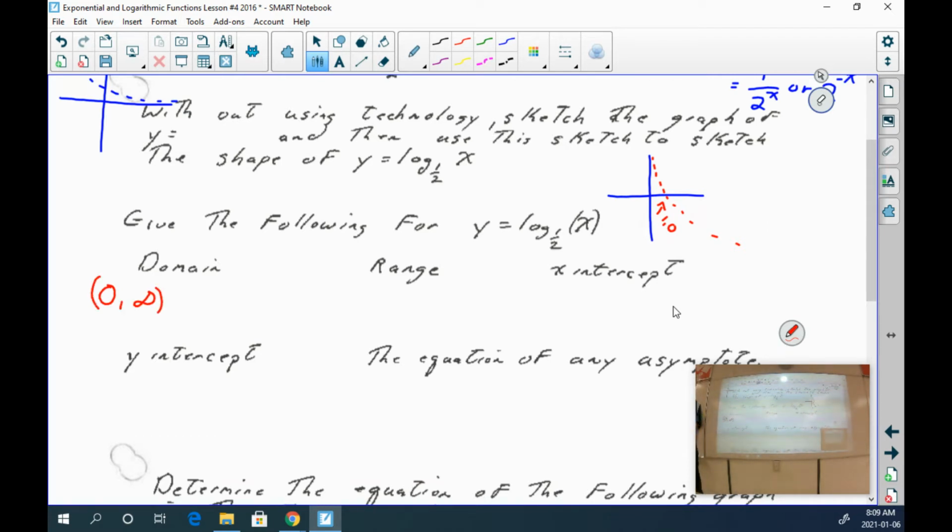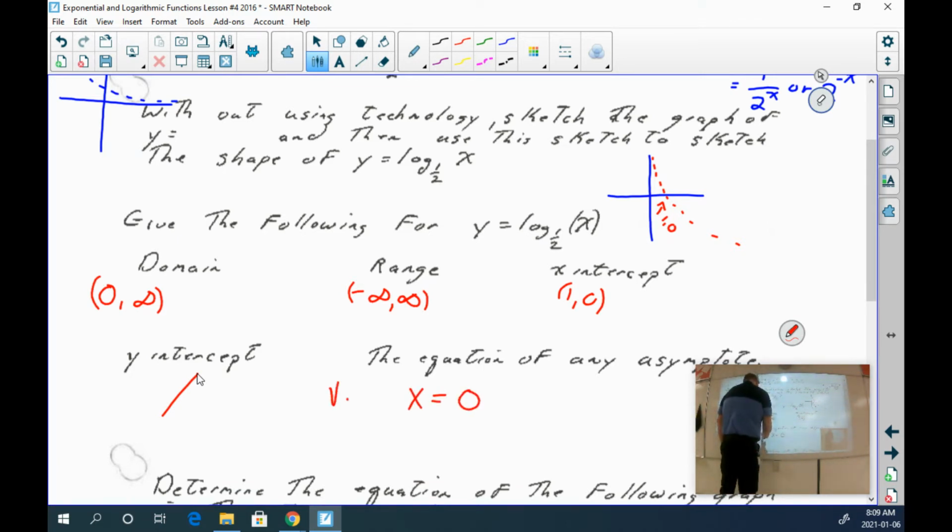And you can still see the domain's the same. The range is the same. The x-intercept, you have to take my word for it unless you use technology to do that. There is no y-intercept. And we still have a vertical asymptote at x is equal to 0. So if the base is fractional, or if the base is a whole number, the domain and range stay the same. Again, we should have an understanding of the shape of this graph.